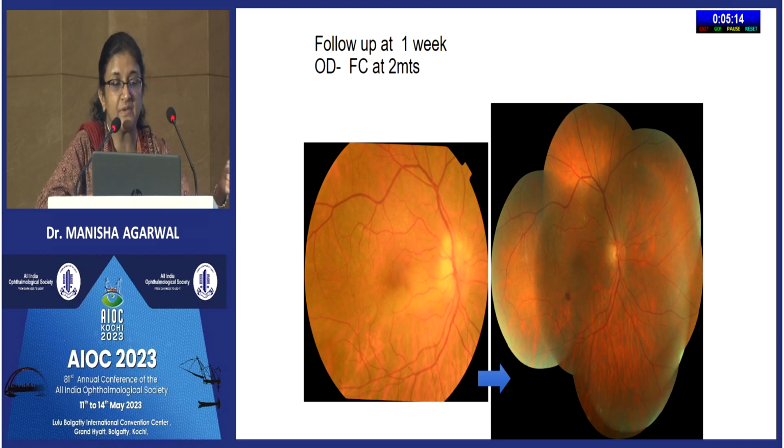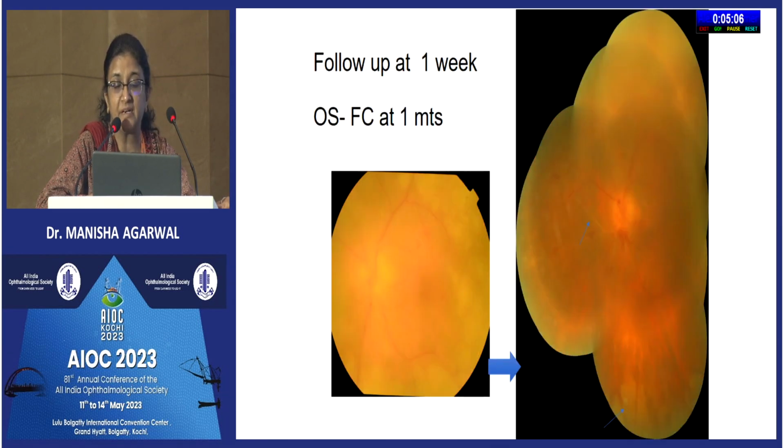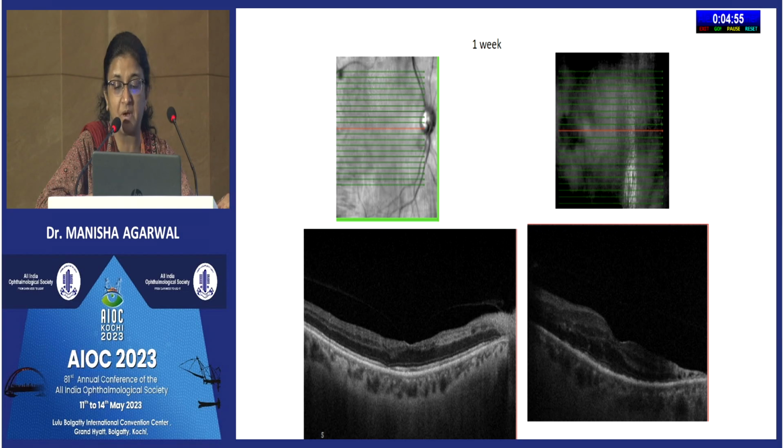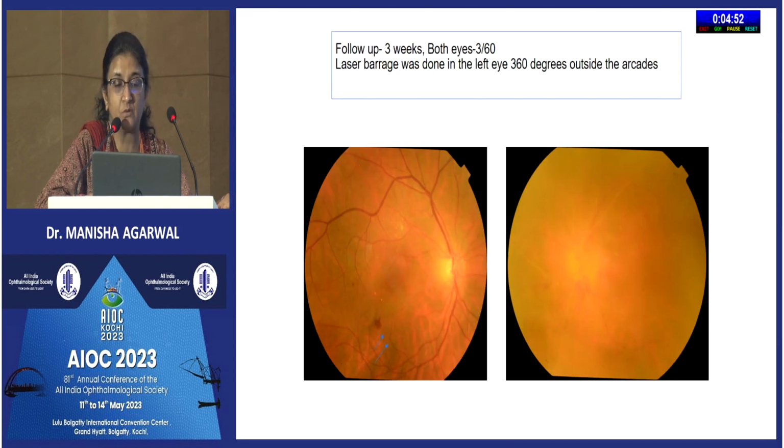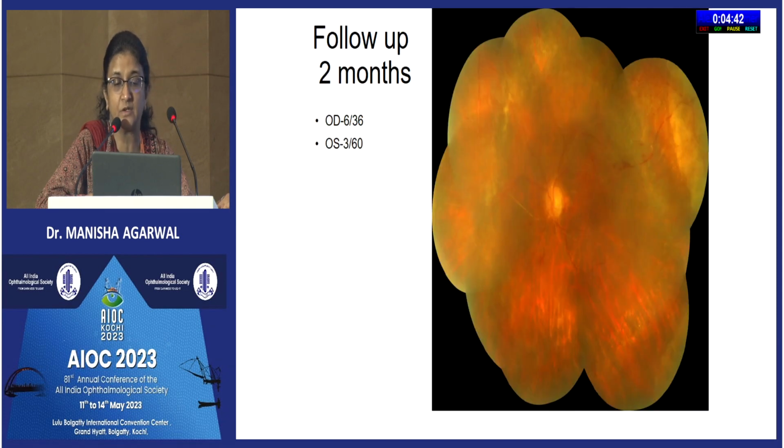At follow-up at 1 week, in the right eye the vision is finger counting at 2 meters, but you see how beautifully the lesions have cleared up in the left eye. But apparently, because there was a delay in starting the treatment, there was sclerosis of the vessels, there was involvement of the optic nerve head, and the vision had dropped to as low as finger counting at 1 meter. This is how it looked at 1 week, and at 3 weeks the patient had recovered a vision of about 3/60. We went ahead and did a laser barrage in the left eye to avoid a retinal detachment occurring. At 2 months follow-up, the patient had recovered a vision of 3/60 in the left eye and 6/36 in the right eye.